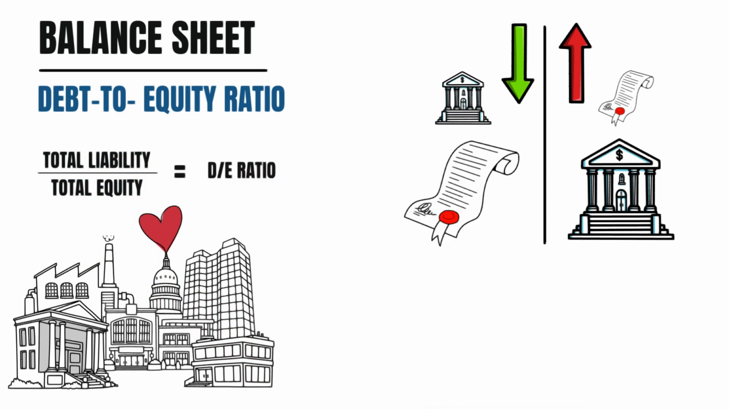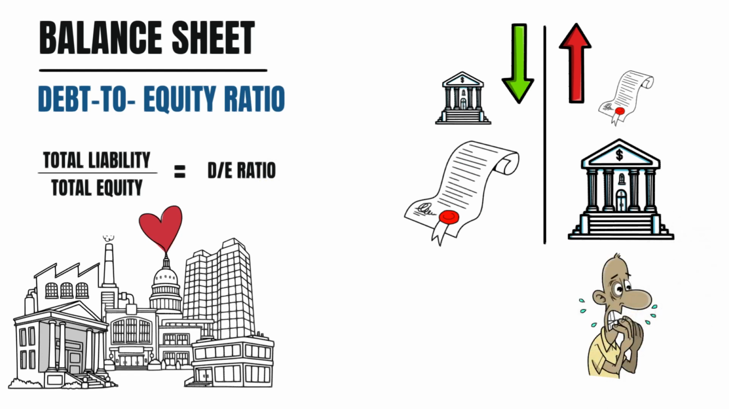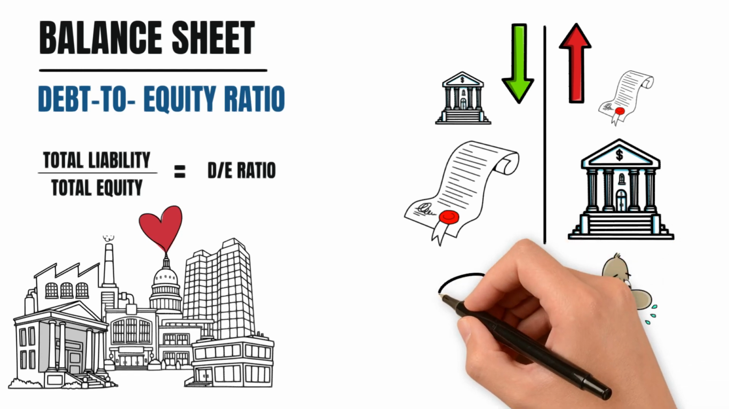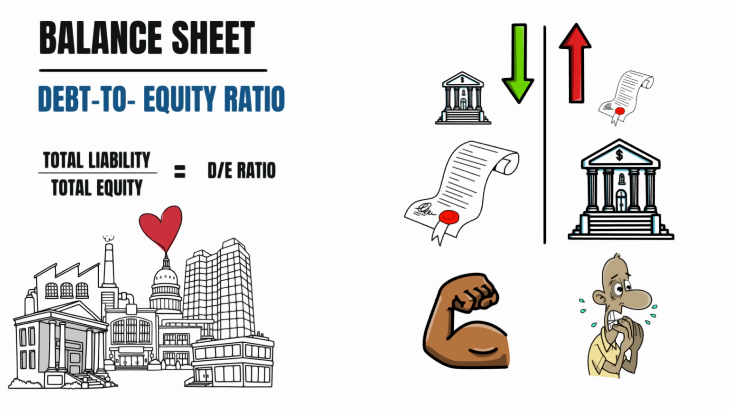A high D/E ratio can make a company more vulnerable to economic downturns, as it may struggle to make its debt payments. On the other hand, a low D/E ratio can indicate a company that's in a strong financial position, with more flexibility to weather economic storms. It's worth noting that the optimal D/E ratio can vary depending on the industry and the company's specific circumstances. Therefore, when evaluating a company, it's important to compare its D/E ratio to that of its peers and consider other factors such as growth potential and cash flow.